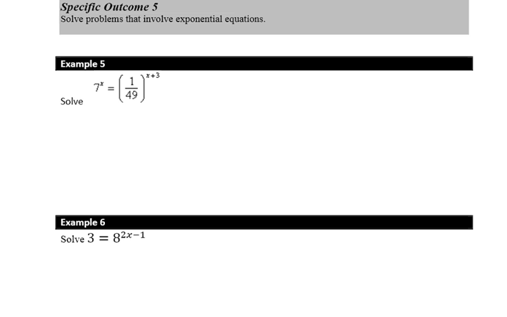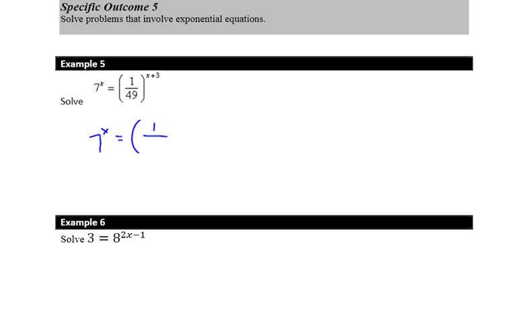Exponential. A lot of you had fun with this. Some of you had fun with this maybe. When we solved these, we had to make the same base. So how can we make them the same base? What would be my first step? 49. Okay, 49 you could change to what?